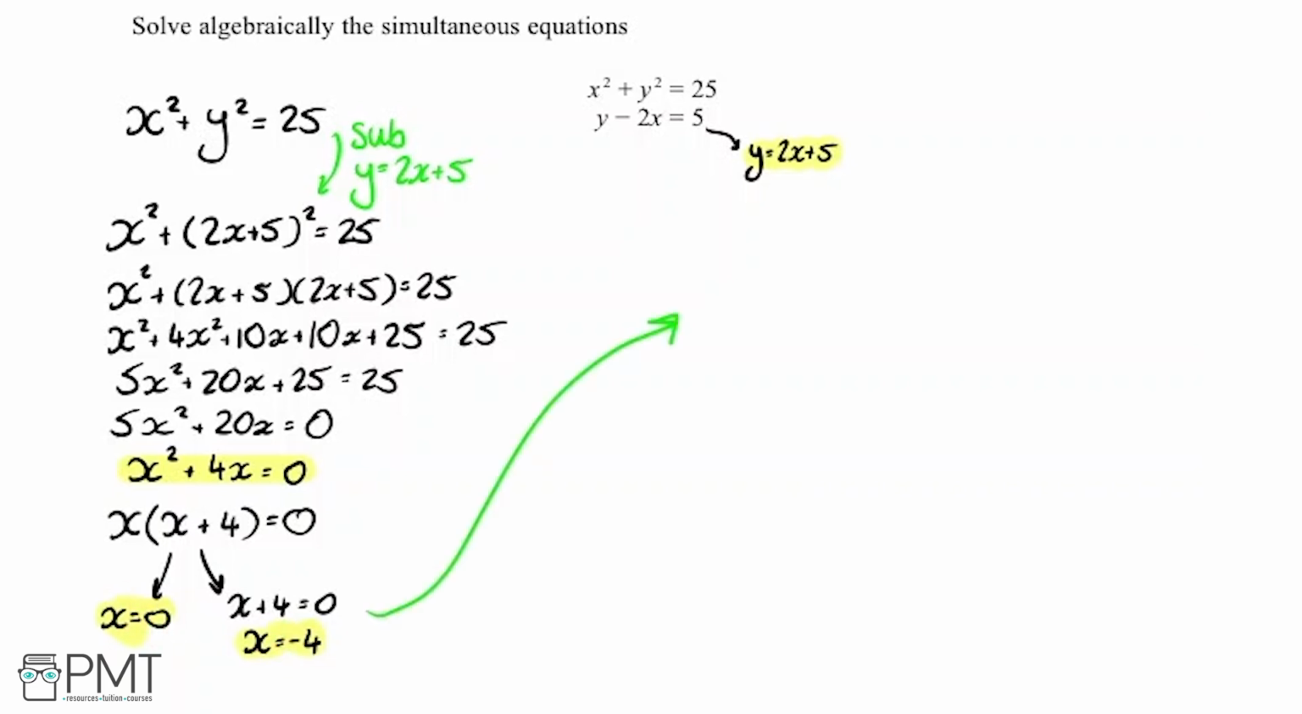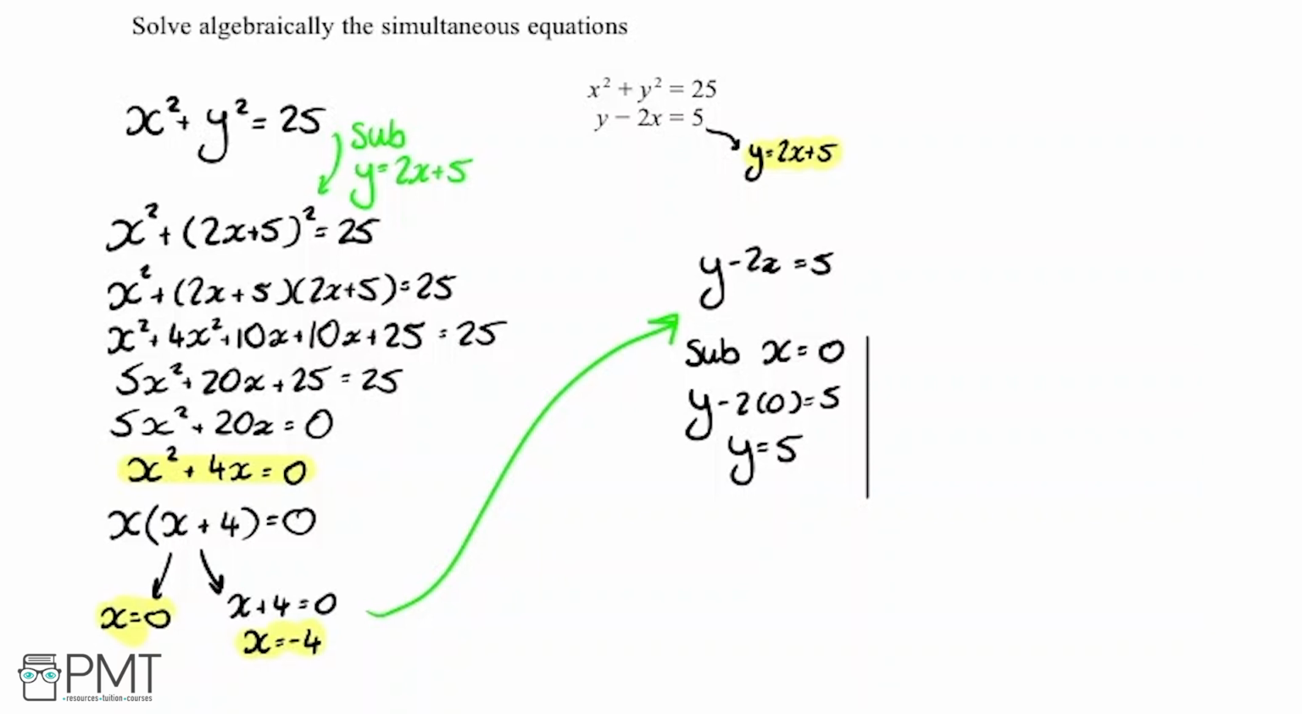So now we want to work out the corresponding y values. Now we could use either equation to do this. However, I'm going to use this second one because it's just a bit simpler. You always want to make your life as easy as possible when doing these questions. So we've got y minus 2x equals 5. So firstly, we're going to sub one of our values for x. We're going to start with x equals 0. So when x equals 0, we'll get y minus 2 multiplied by 0 equals 5. So we get y equals 5. So that's one of them there.